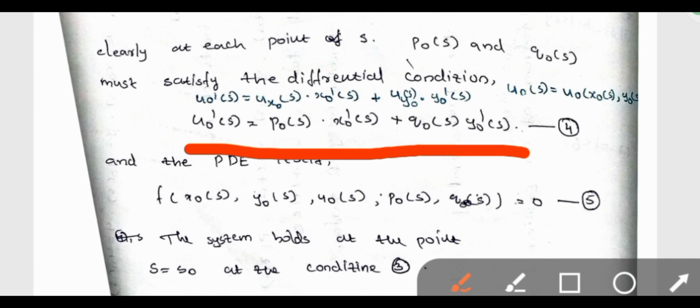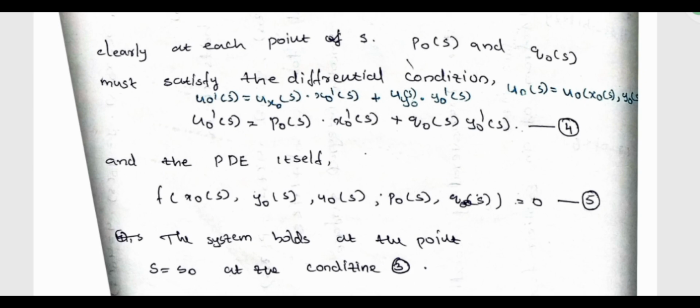That is, we know that u0(s) = u0(x0(s), y0(s)). From this we can write u0'(s) = u_x0(s) x0'(s) + u_y0(s) y0'(s). And we know that u_x0(s) is p0(s) and u_y0(s) is equal to what we took as q0(s). And F(x0(s), y0(s), u0(s), p0(s), q0(s)) = 0.